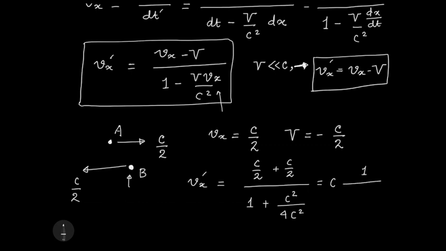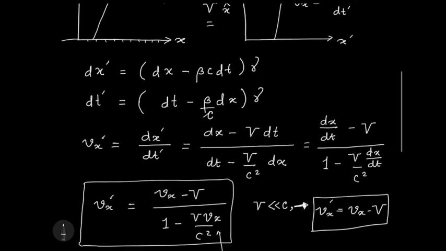One in the numerator. Denominator, what do you get? 4 plus 1 is 5 by 4. Or I can write 5 here and 4 here. So I do not add up to c here. Do not add up to the speed of light. I add up to 4/5 of the speed of light. This is just because of the denominator. So this is how the velocity addition works in special relativity.